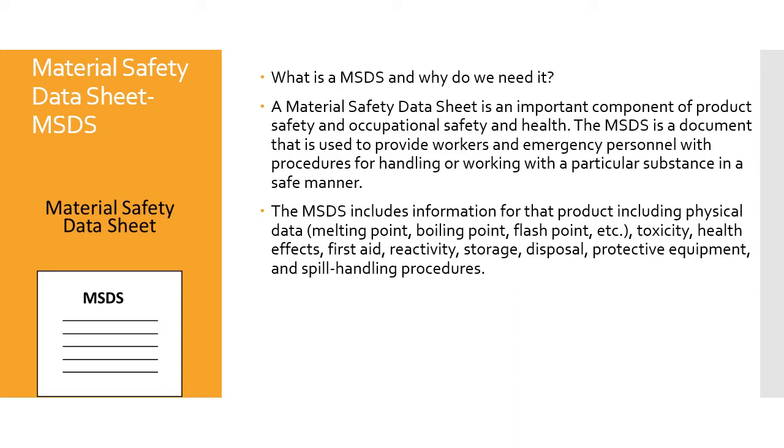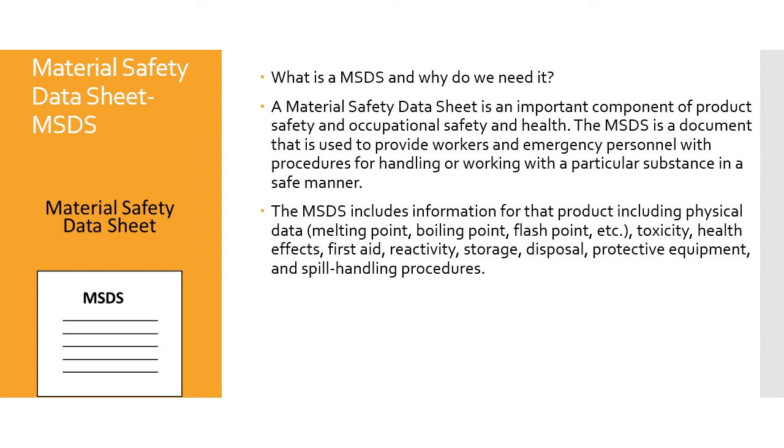The MSDS includes information for that product, including physical data, melting point, boiling point, flash point, etc., toxicity, health effects, first aid, reactivity, storage, disposal, protective equipment, and spill handling procedures. It's just a sheet that tells you what's in this. If you get something in a bottle, a jar, a can, this material safety data sheet just tells you what that substance is, and what can happen to it. If you spill it, this is what's going to happen. If it catches on fire, this is what's going to happen.